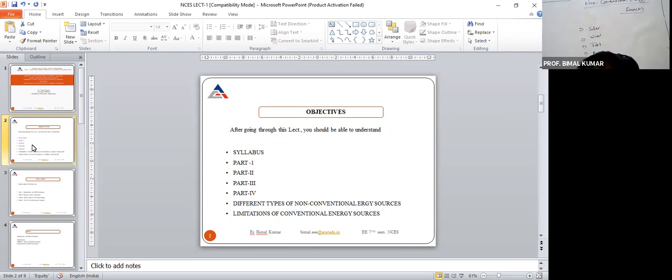Then in this lecture, I will take just an introduction of the syllabus. After that, the different types of energy sources, just an introduction again, and the limitations of the conventional energy sources. We will discuss it one by one.